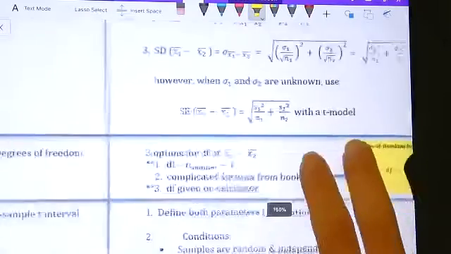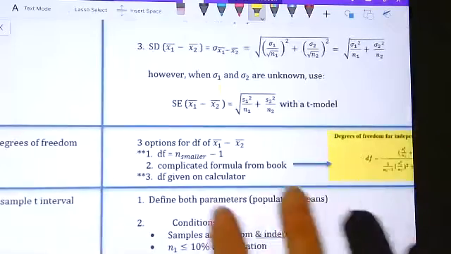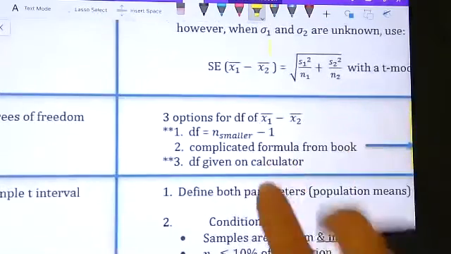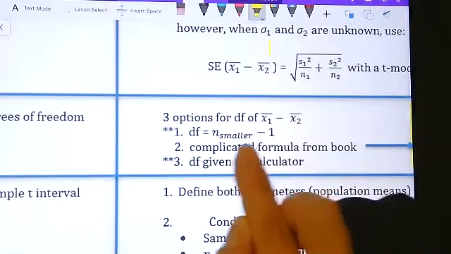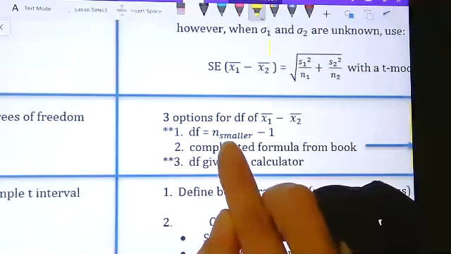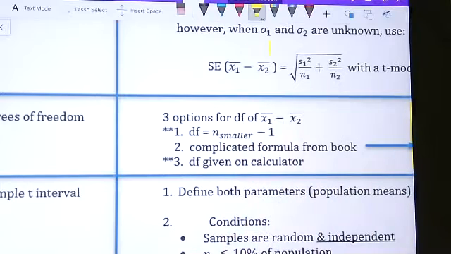Now, T models, we know, have degrees of freedom. How do we find the degrees of freedom when we have two different samples? There are a few options here. Option 1, you can just take the smaller of the two samples and do n minus 1. So just pick the smaller, do n minus 1, and then you can look up T stars and all of that on your table. Just do the normal stuff that we do with T's.